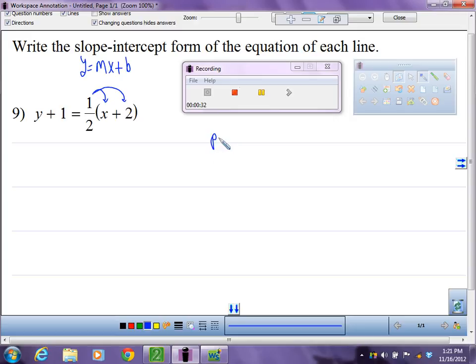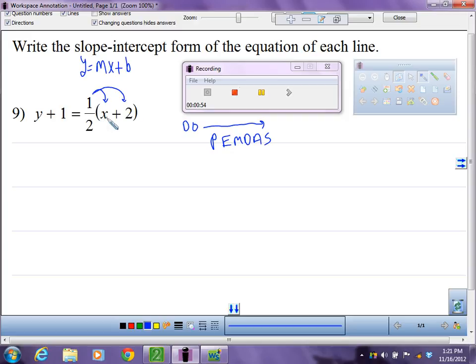According to PEMDAS, when we follow PEMDAS, we take care of our parentheses. Can we simplify anything in there? No. We take care of our exponents. Are there any exponents here? Our multiply and divide. Okay, in this case we can multiply and divide.